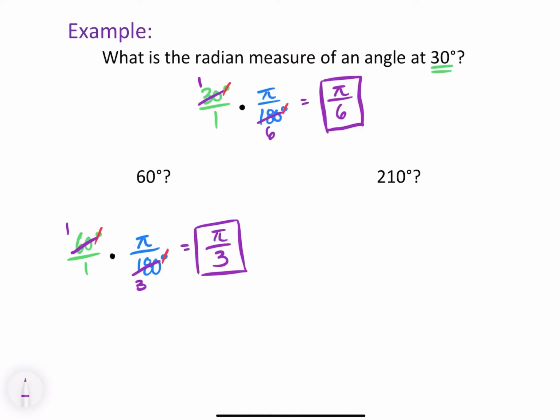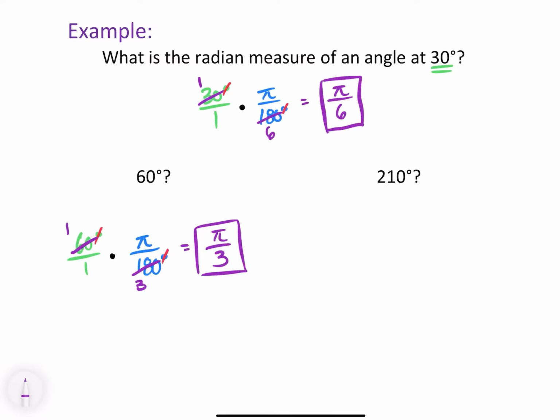Okay. We could have done it differently. We know that 30 degrees is pi over 6, and 60 is twice that amount. So all we had to do was 2 times pi over 6, and we end up getting the same thing. So 2 pi over 6 can be reduced to pi over 3. If you want to do it that way, you can.